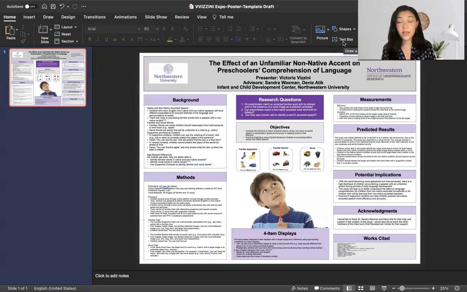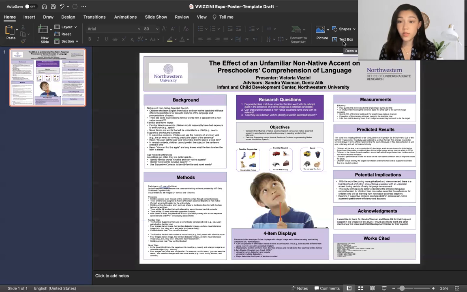And because the study was done in a pandemic, we had a lot of delays, and so we were not able to start collection until much later. So we're currently in data collection. However, I'll tell you my predicted results. Children will be able to recognize the target image in both native and non-native accented speech. However, they should do better in the native condition than in non-native accented speech.